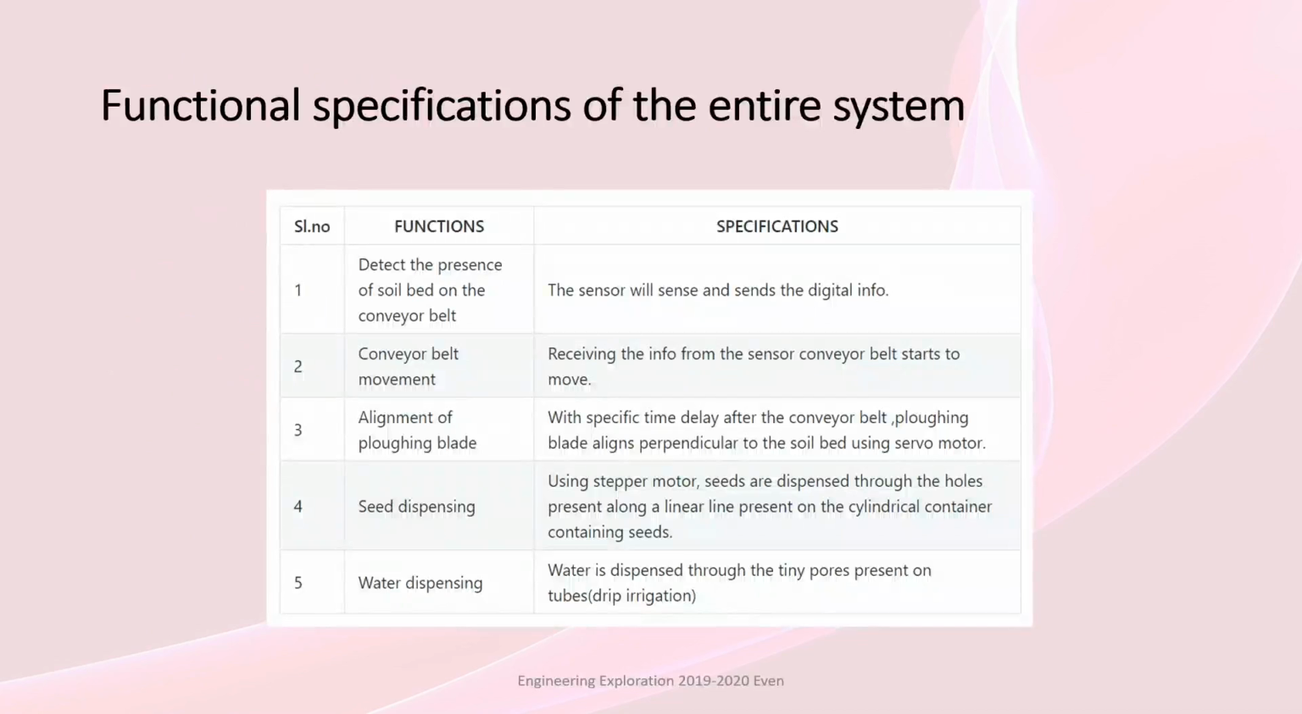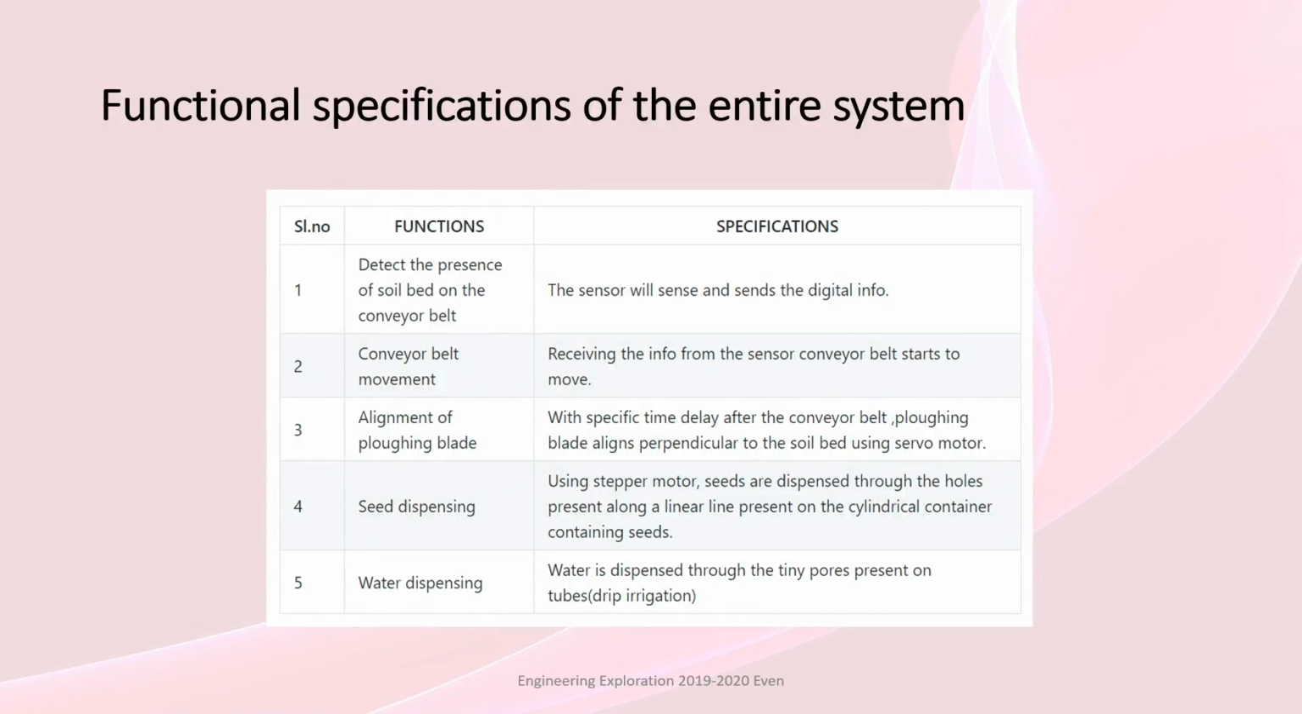Function specification of the entire system. The first function, to detect the presence of the soil bed on the conveyor belt. The sensor will sense and send the digital info. The second function is conveyor belt movement. Receiving the information from the sensor, the conveyor belt starts to move.